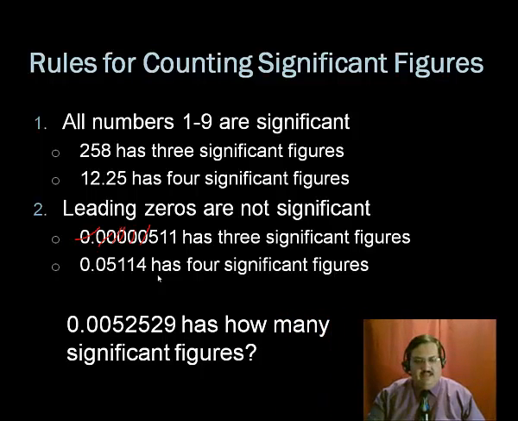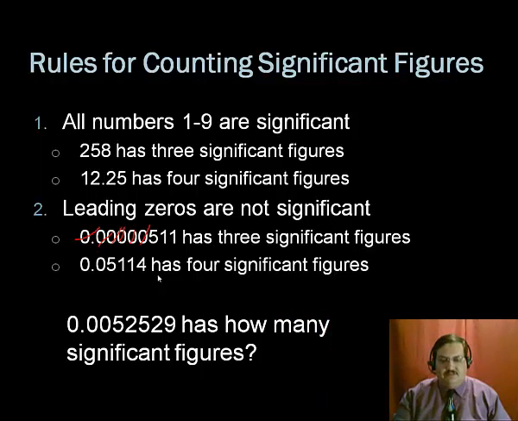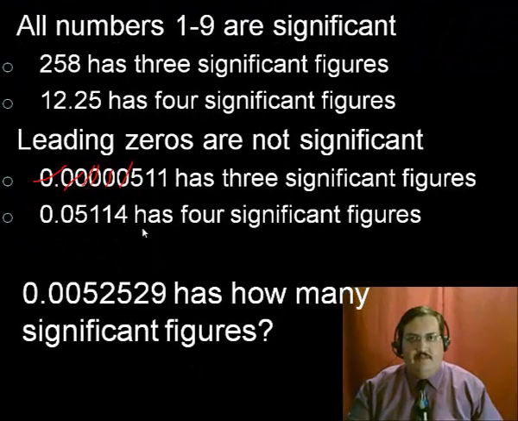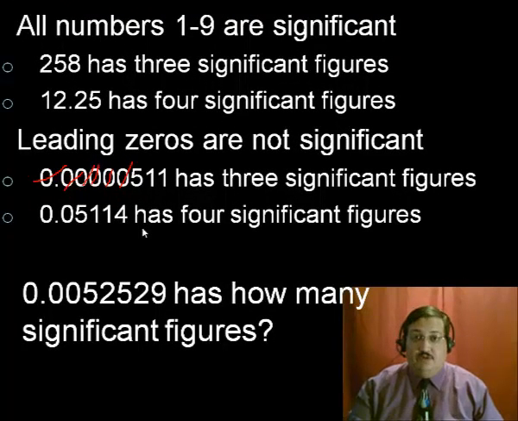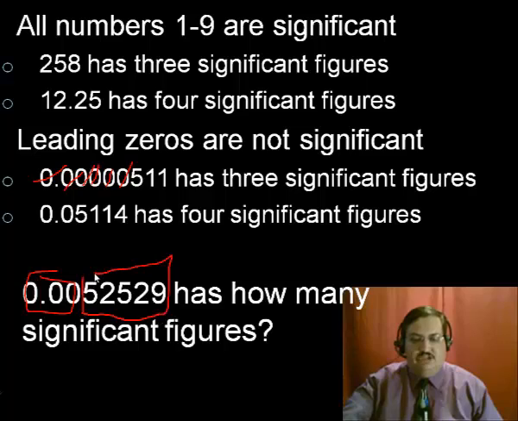So if I take a look at this number, 0.0052529, how many significant figures would I have? Most of you, it's probably quicker to count the significant figures than it is to actually say a number like that, but I would have 5 significant figures. These zeros here are not significant. The rest of these digits are.